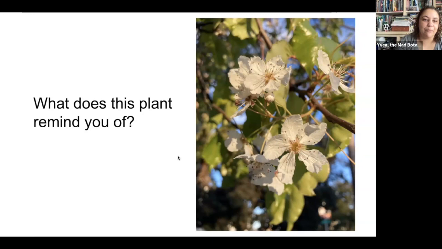And I like that you said apple blossoms because it reminds you of them, doesn't it? It reminds you of an apple blossom. That's because they're in the same family. And we'll find some more in just a moment.